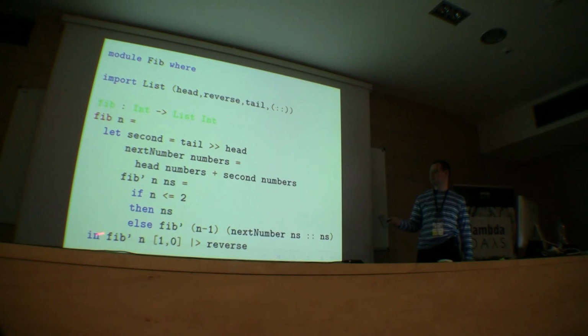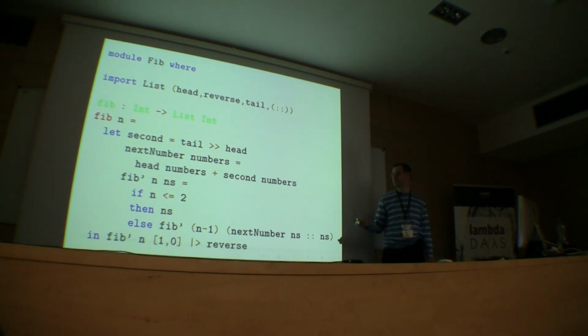And finally, after the in keyword, we have the result of the whole let expression. In this case, we are calling the fib' function, and then the result of that call is passed as argument to the reverse function. So this operator is a flipped function application operator. It evaluates the expression on the left and passes the result to the function on the right.